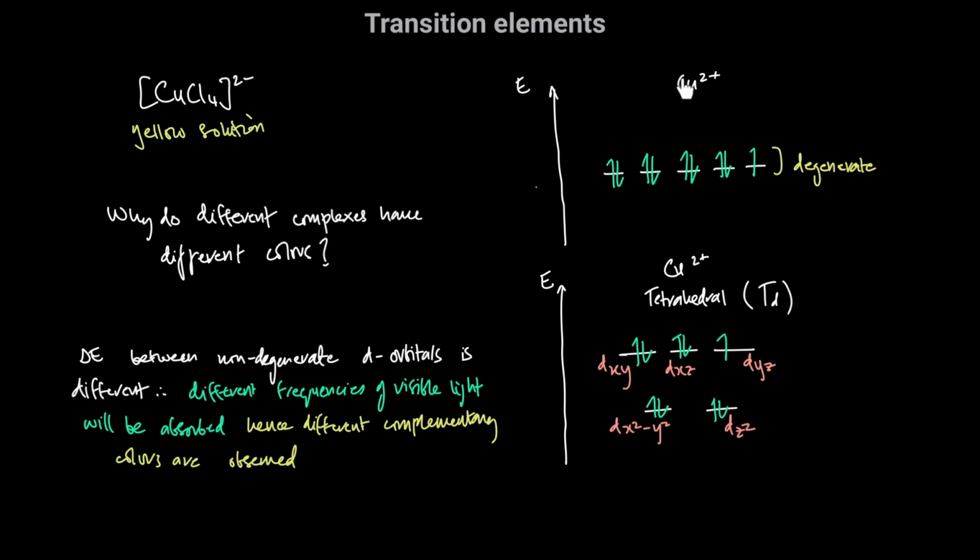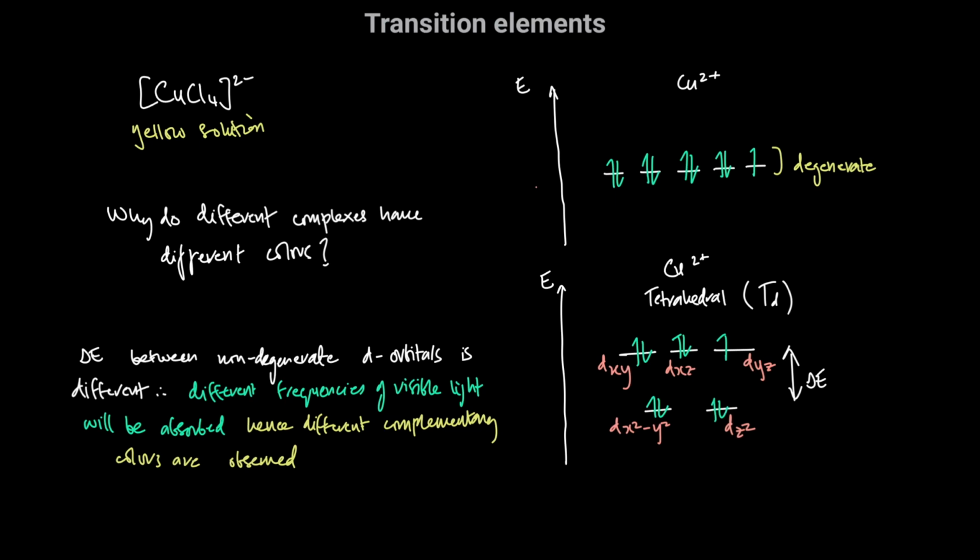Again, in the isolated ion, the orbitals are degenerate, whereas in the complex ion, the orbitals are non-degenerate, and from complex to complex, the difference in energy can vary. If the difference in energy varies, that means the frequency of visible light absorbed varies, and therefore the complementary colors that you observe also differ. The splitting pattern depends on the geometry, whereas the color is dependent on the difference in energy.